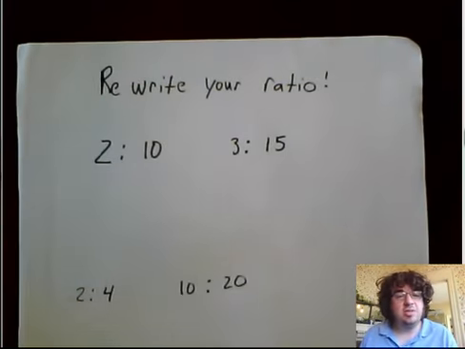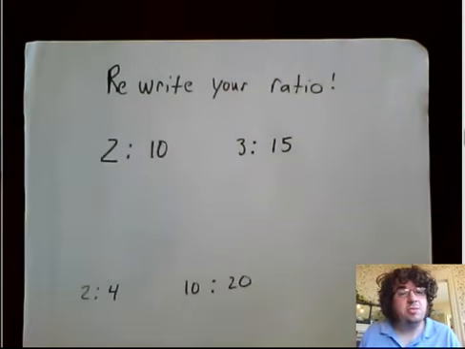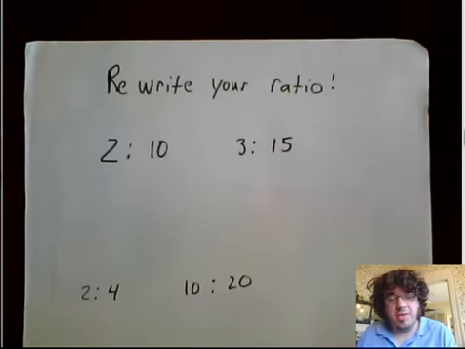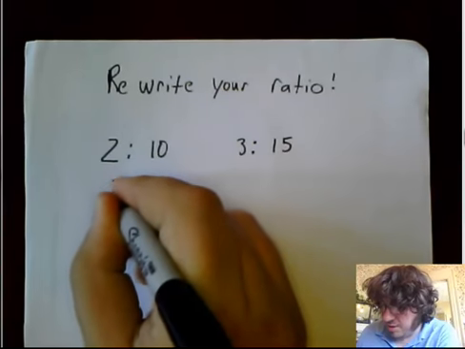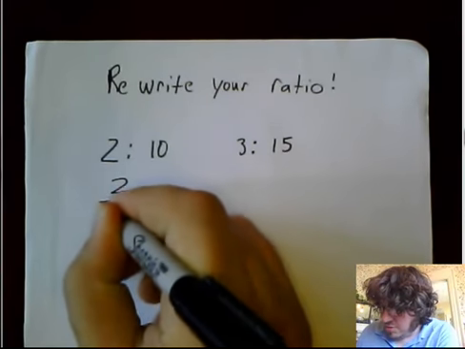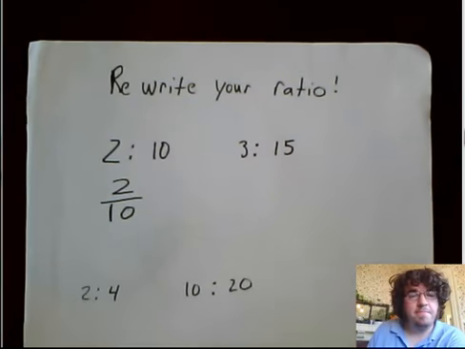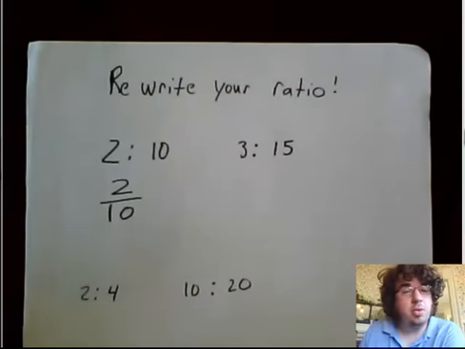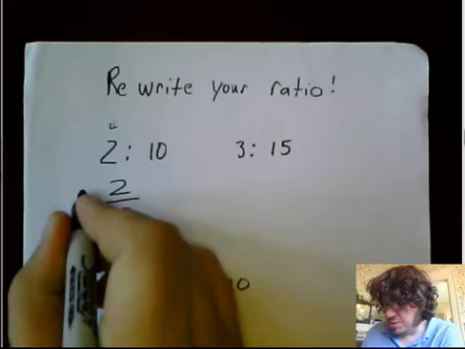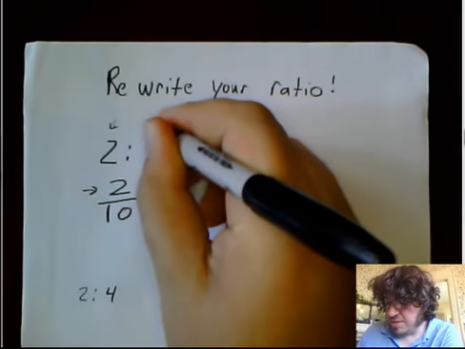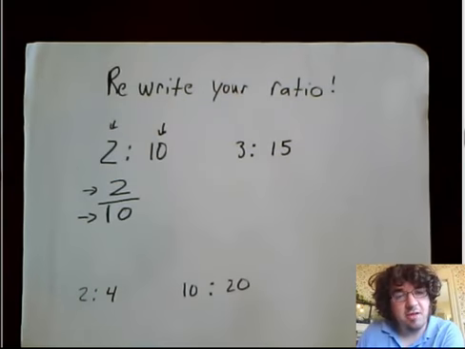What I need to do to see if it's equivalent to a ratio of 3 to 15 is to rewrite it first. And what we actually do when we rewrite ratios is make them into fractions. So I'm going to write this as a fraction of 2 over 10. Now when you do rewrite your ratios, whatever number was first goes in your numerator. Whatever number was second goes in your denominator. We need to keep that consistent for all of our problems.